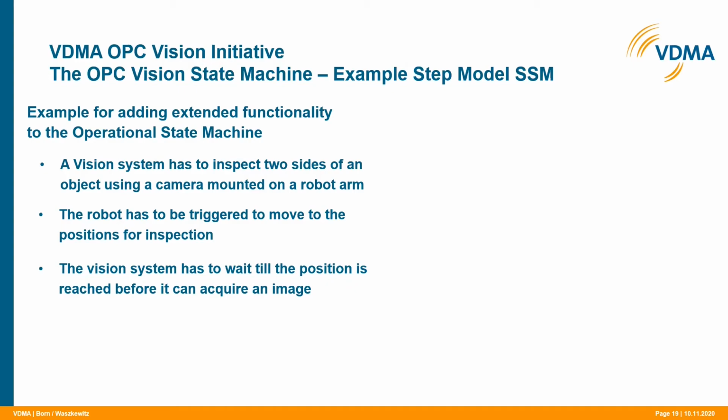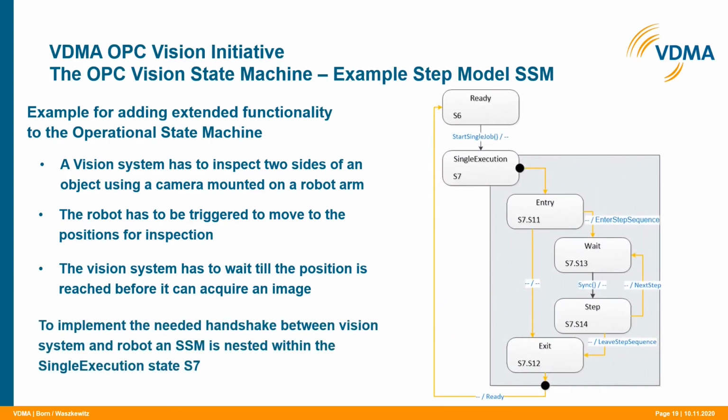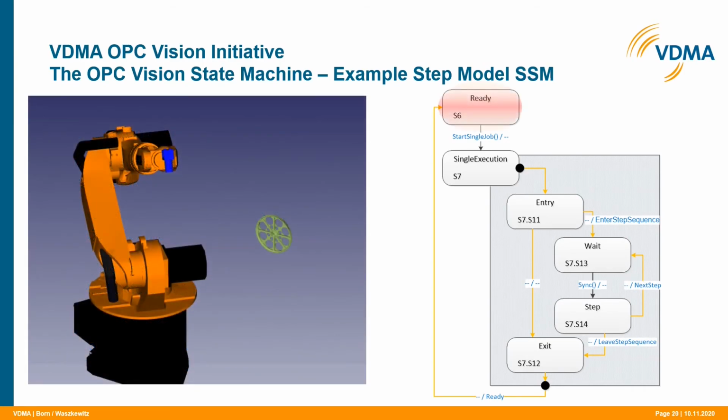The entire handshaking takes place in a step model state machine inside the single execution state of automatic mode. This means that the vision system gets a single job start signal, possibly with a part identification, transitions to single execution state, handles the entire synchronization with the robot there, and then returns to the ready state. We begin in state ready. The control system calls the start single job method, triggering the transition to state single execution.